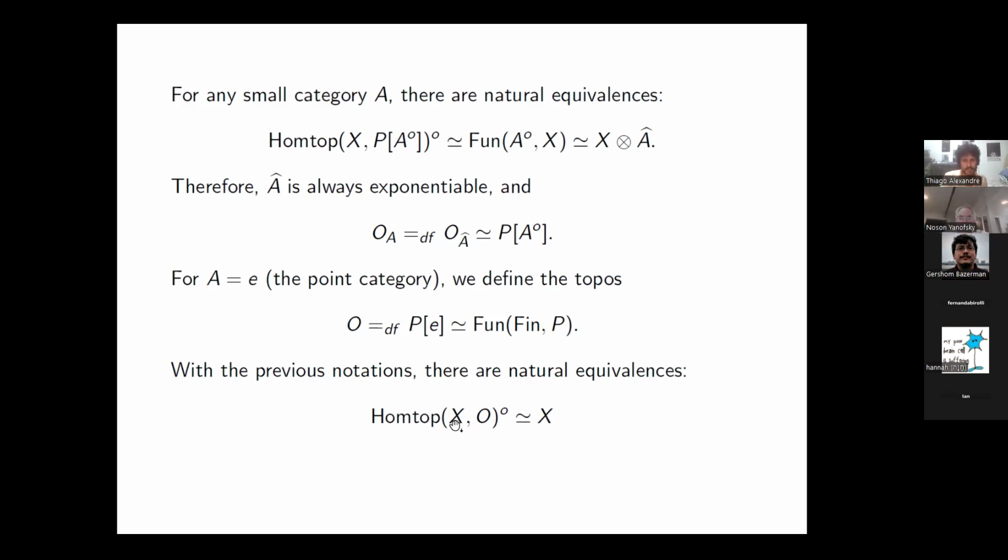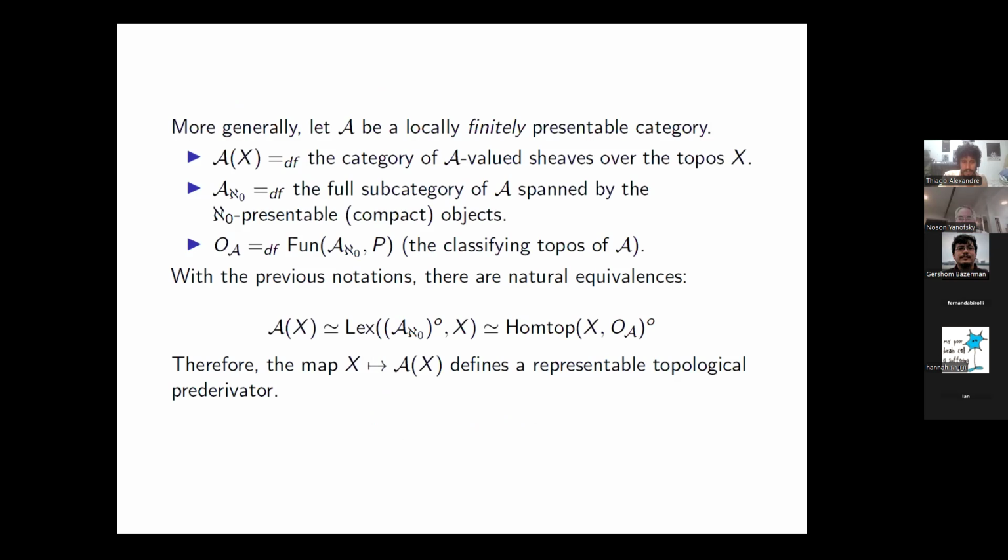Or classifying sheaves, right? But more generally, anytime we have a locally finitely presentable category, we can form the category of A-valued sheaves over any topos, right? This is the case for groups, abelian groups, monoids, categories, groupoids, everything of algebraic nature in some sense.